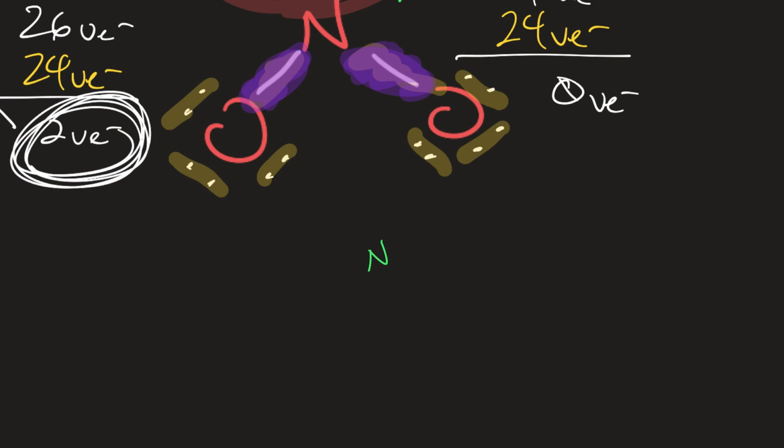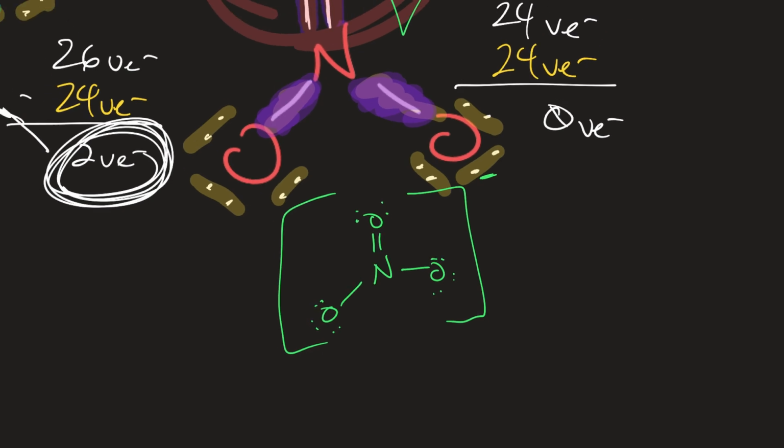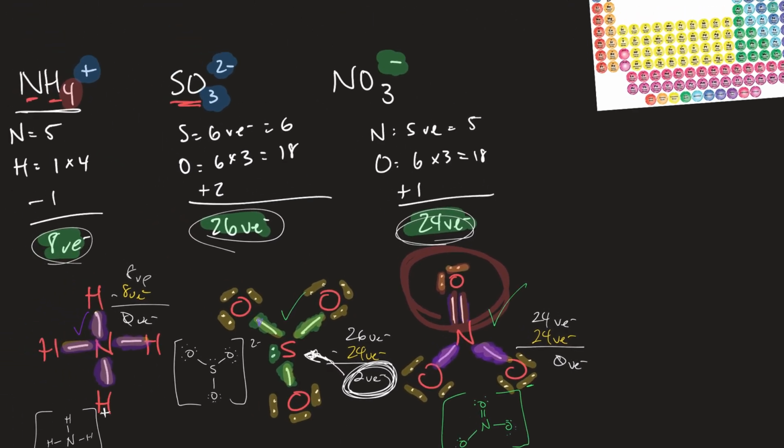So we have our nitrogen here. And here's the double bond. I know I'm drawing this out of order, but I want to make sure that I show the charge here. So this is how you would draw the Lewis structure of the nitrate ion. All right, so those are the 6 steps of drawing Lewis structures.